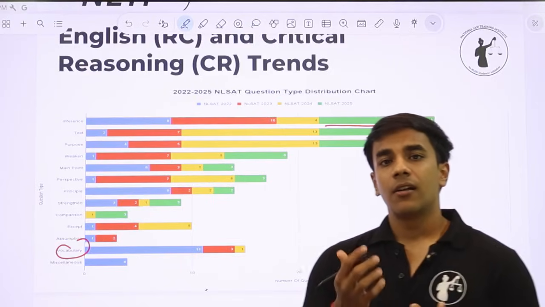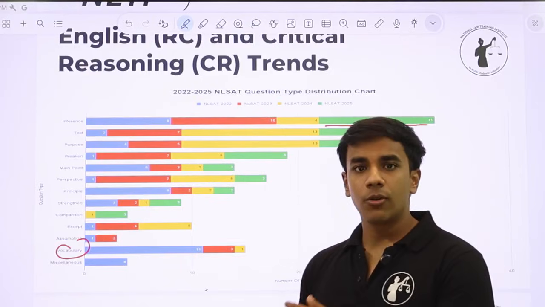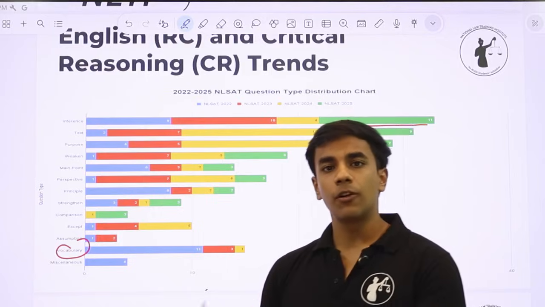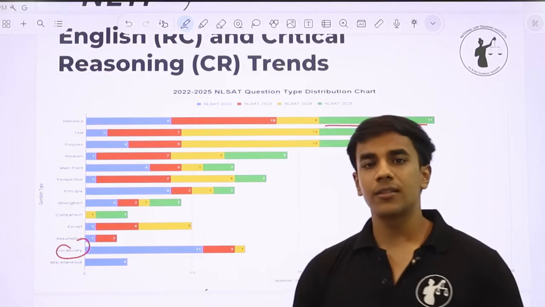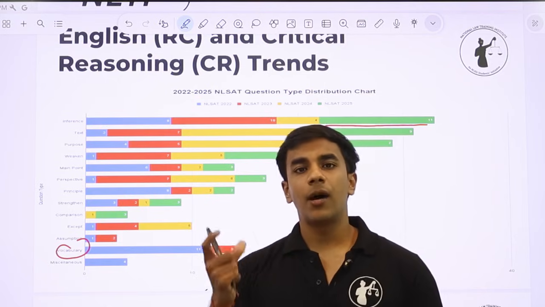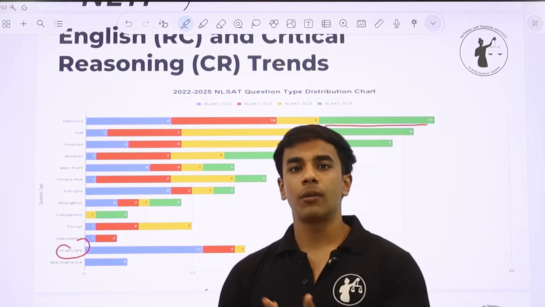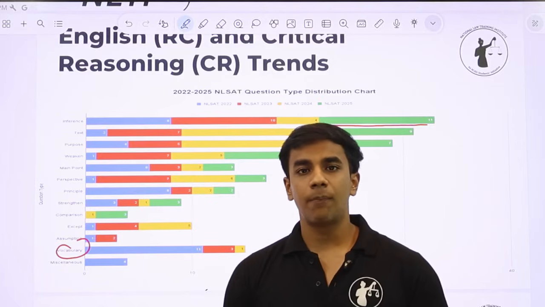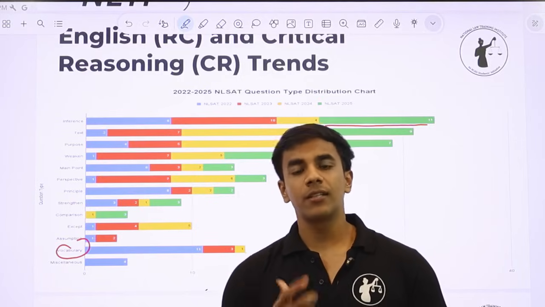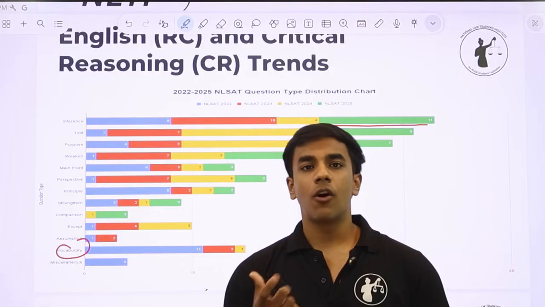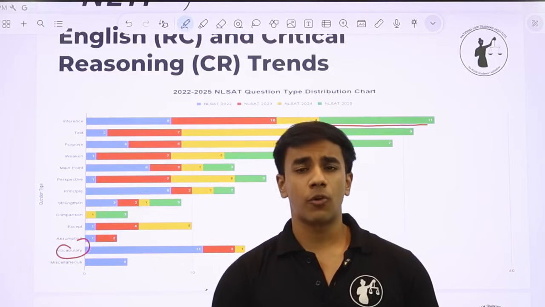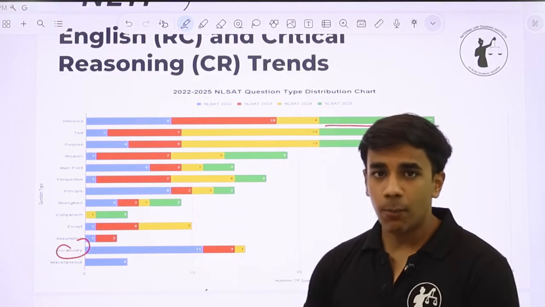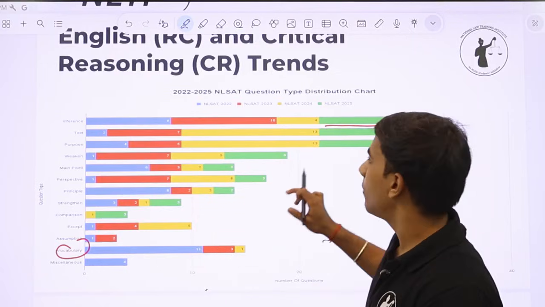What is inference? We'll be discussing this in the next slide also, but inference is what you can infer from the passage. It is different from a conclusion in the sense that a conclusion is clearly mentioned in the passage, but inference is what you take away from the passage. This is something that stays with you even after you have read the entire passage and the conclusion. This is your natural key takeaway, or what naturally follows from a particular passage, that is your inference. And that was asked multiple times in the NLSAT 25 paper.